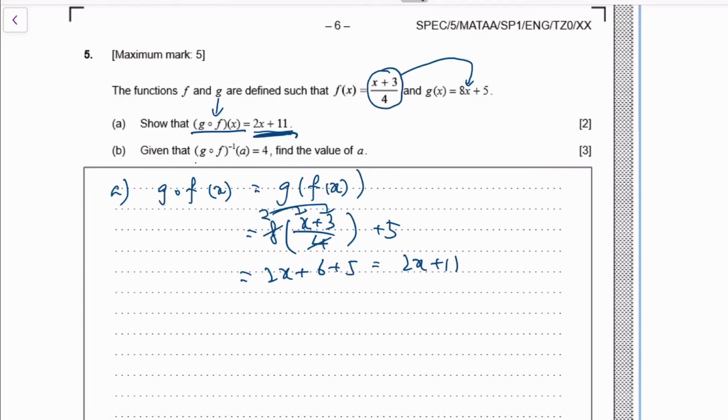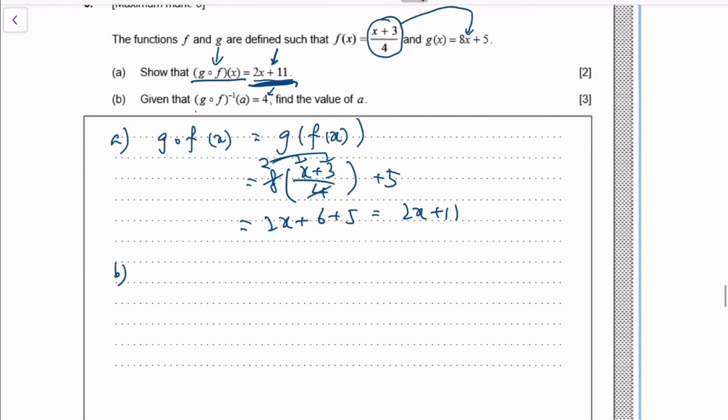So this is the meaning of show. It's only there for you to check your answer. You're not supposed to use this to do part A. But it is there for the purpose that if you don't know how to do part A, you can use this answer to move on and do part B. Okay? But you're not supposed to use that while doing part A.